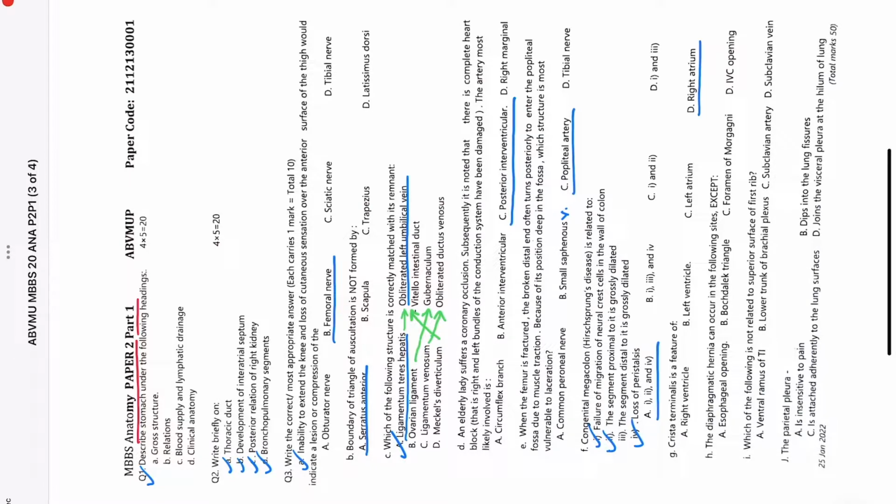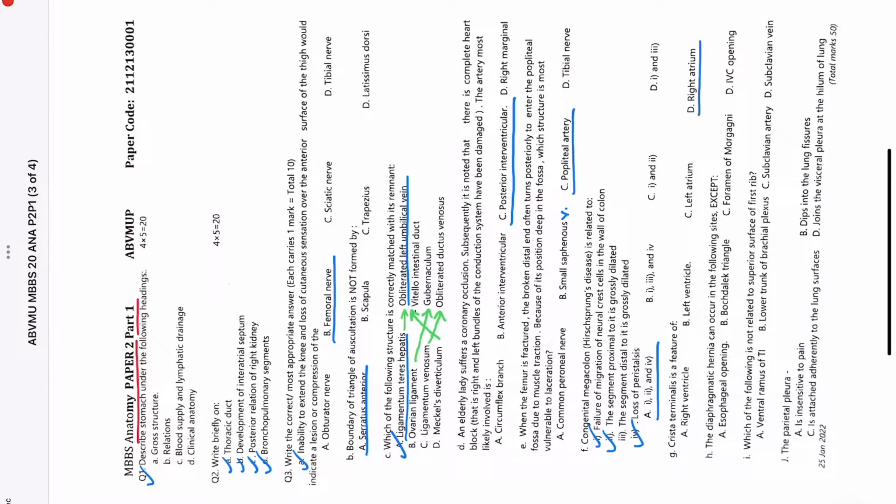Next question, H. The diaphragmatic hernia can occur in the following sites except: esophageal opening, Bochdalek triangle, foramen of Morgagni, IVC opening. So remember that by hernia, generally we talk about the viscera protruding out from their original site. The abdominal contents can easily reach into the thoracic region through these sites. So esophageal opening, of course, hiatal hernia, rolling hernia, a lot of things you must have heard about this. So it's a common site for diaphragmatic hernia.